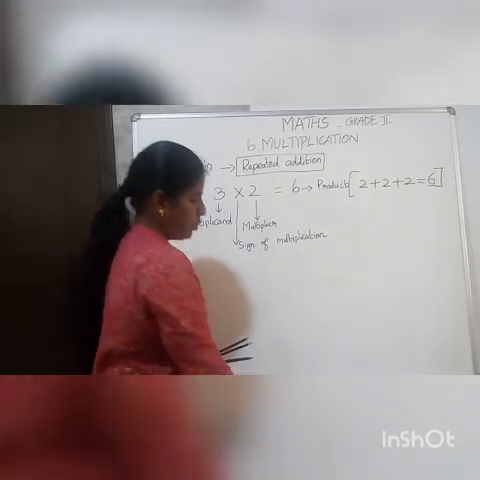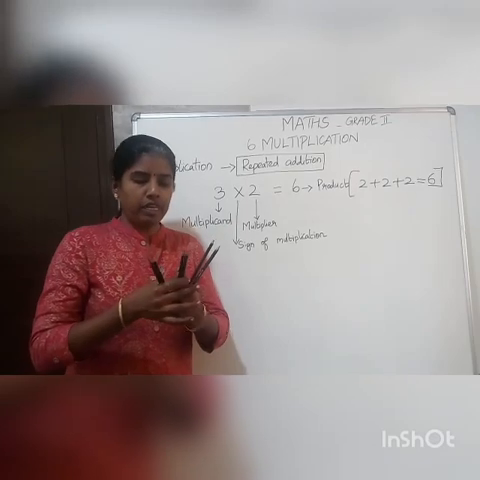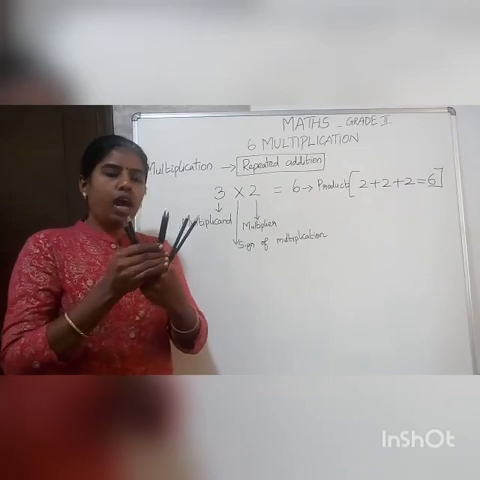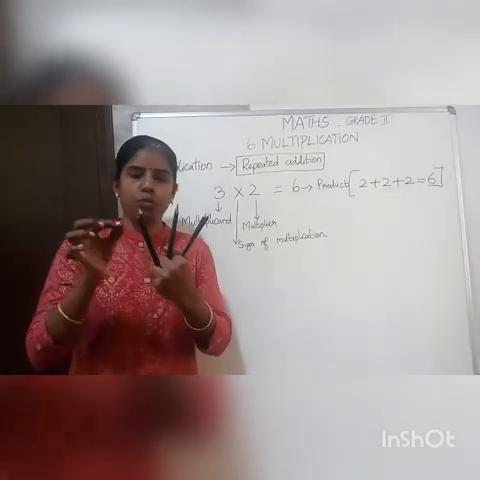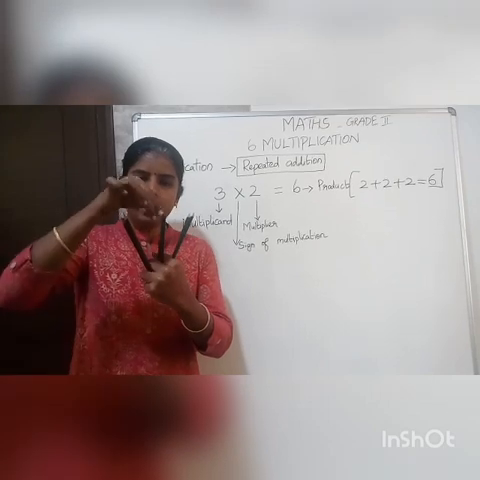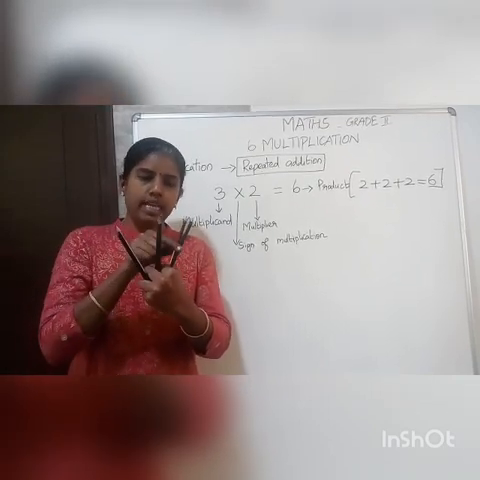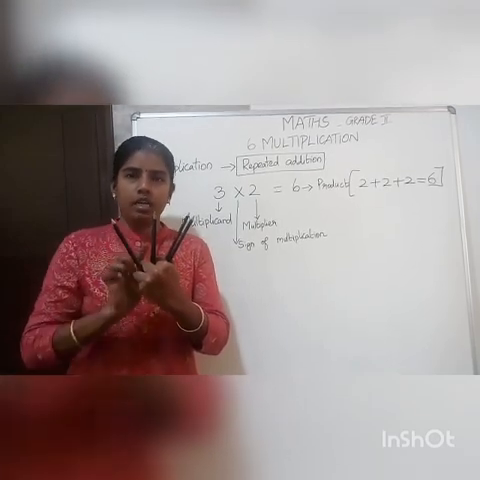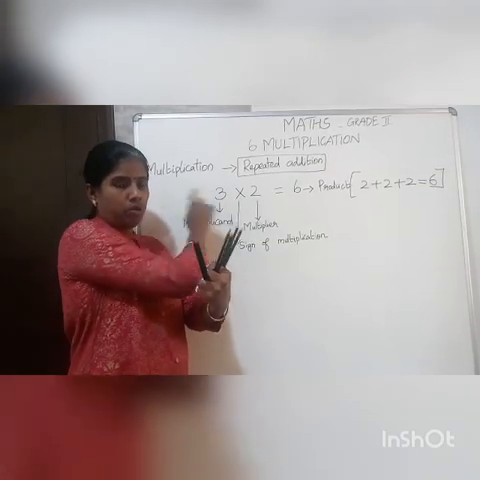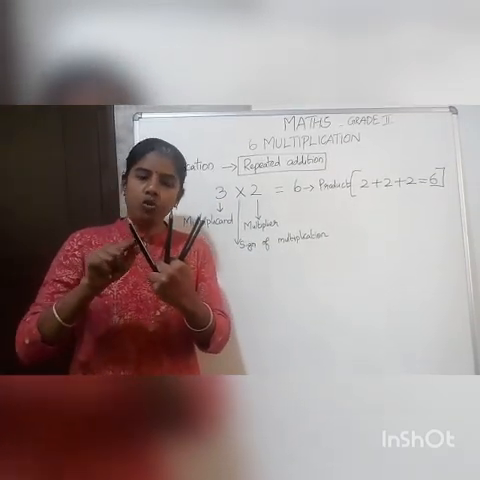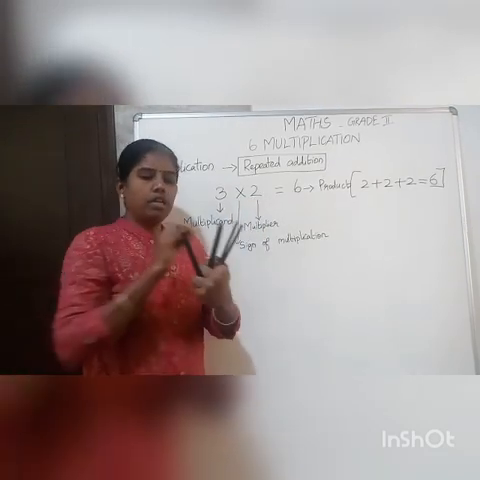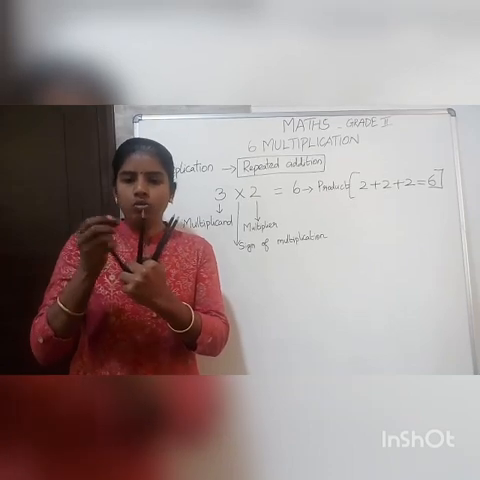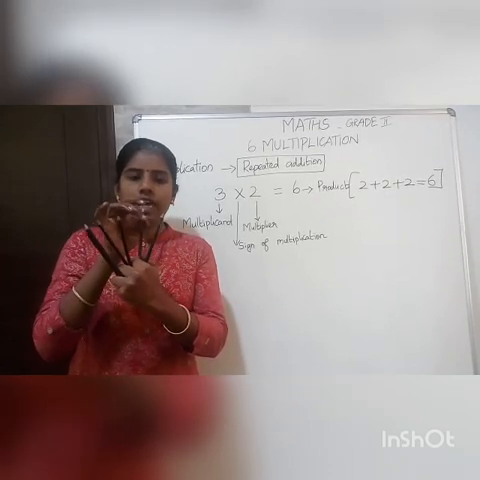To show this to you with an example, I have here 3 groups of pencils. How many pencils do I have in each group? In the first group I have 2 pencils, in the second group I have 2 pencils, and in the third group I have 2 pencils. So there are 3 groups here, which is equal to 3 times, and in each group I have 2 pencils. So that is this number. So 3 times 2. If we count this, 1, 2, 3, 4, 5, 6.